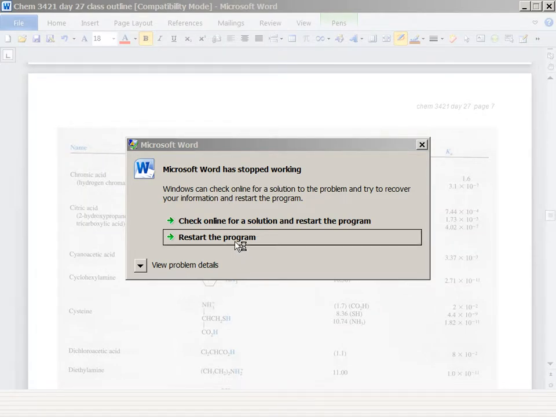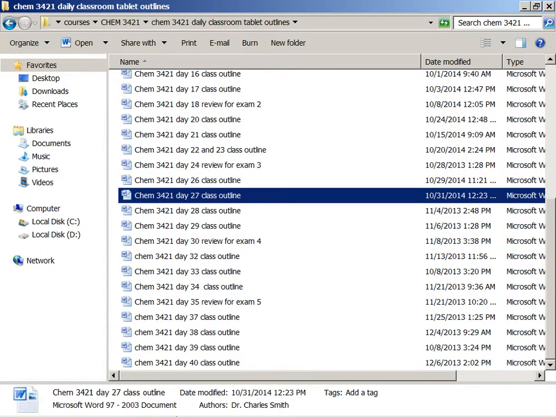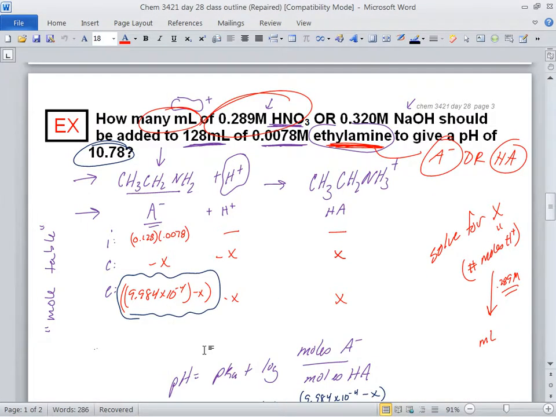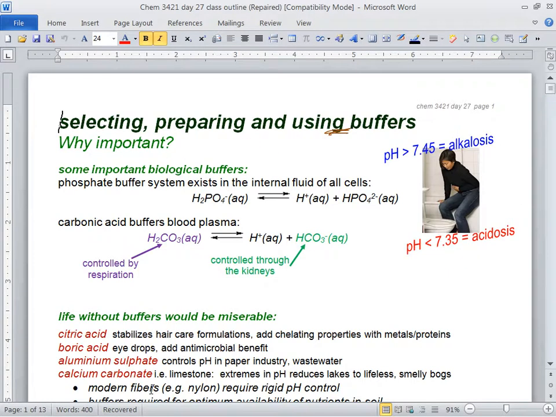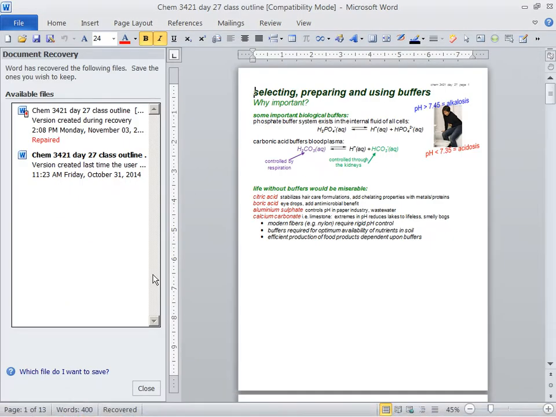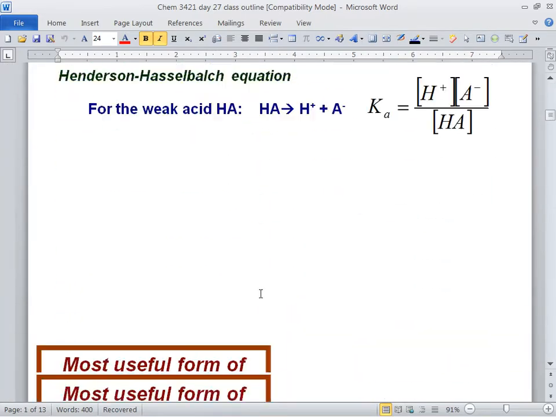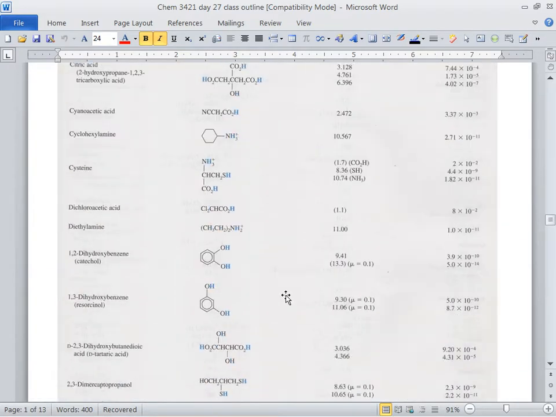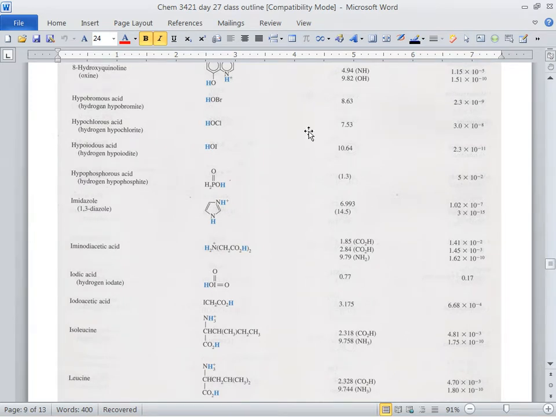Imidazole. What the heck? Something just died on me and I lost everything. Wow, I didn't lose it. Here it is. I have to go all the way down to the I's. Here's imidazole.